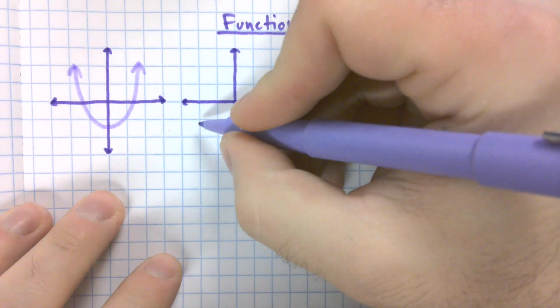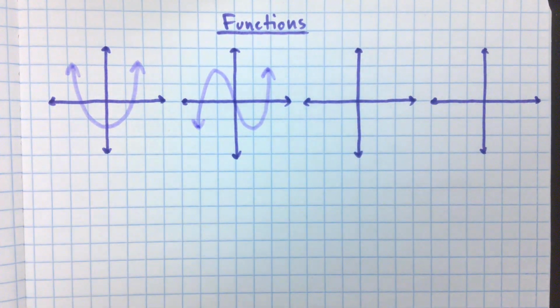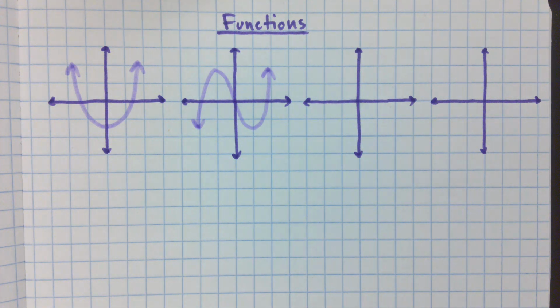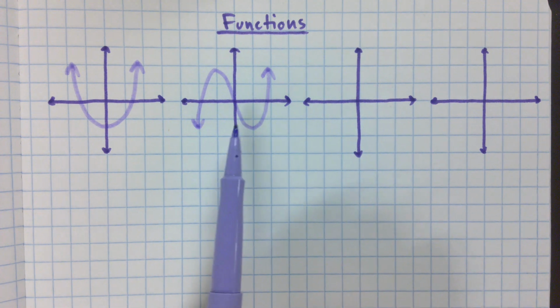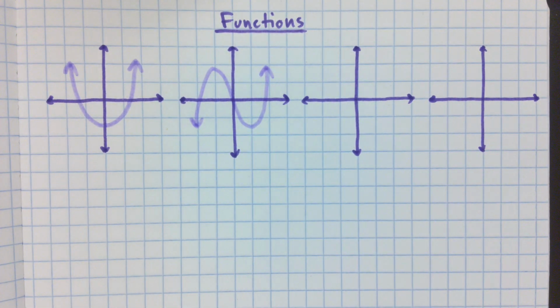We could also have a function that looks like this. Like an N, or kind of like 2 parabolas holding hands, except one's upside down. But that's definitely a function as well. Three years from now you'll learn about this. This is called a sine function. Actually, this one I think is a cosine function. Don't worry about that. But still a function.